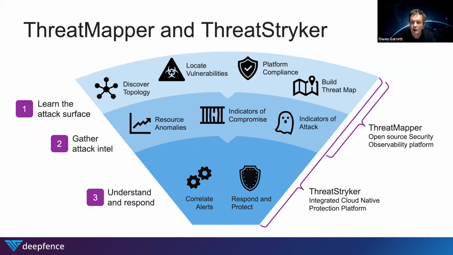And we do this with a combination of technology, a little bit like peeling the onion. We start by learning the attack surface. This capability is available in our open source ThreatMapper product that can discover the topology of your applications, identify vulnerabilities, and present to you a threat map with a list of the most significant vulnerabilities in your infrastructure. Then diving deeper, we'll see how you can gather attack intelligence and finally understand and respond to the combination of attack intelligence and the threat map that we've built of your application.